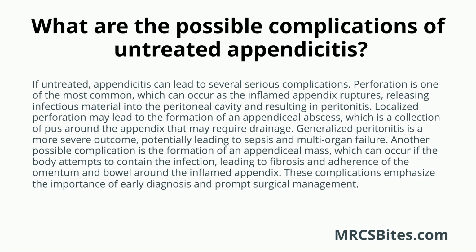Localized perforation may lead to the formation of an appendiceal abscess, which is a collection of pus around the appendix that may require drainage. Generalized peritonitis is a more severe outcome, potentially leading to sepsis and multi-organ failure. Another possible complication is the formation of an appendiceal mass, which can occur if the body attempts to contain the infection, leading to fibrosis and adherence of the omentum and bowel around the inflamed appendix. These complications emphasize the importance of early diagnosis and prompt surgical management.